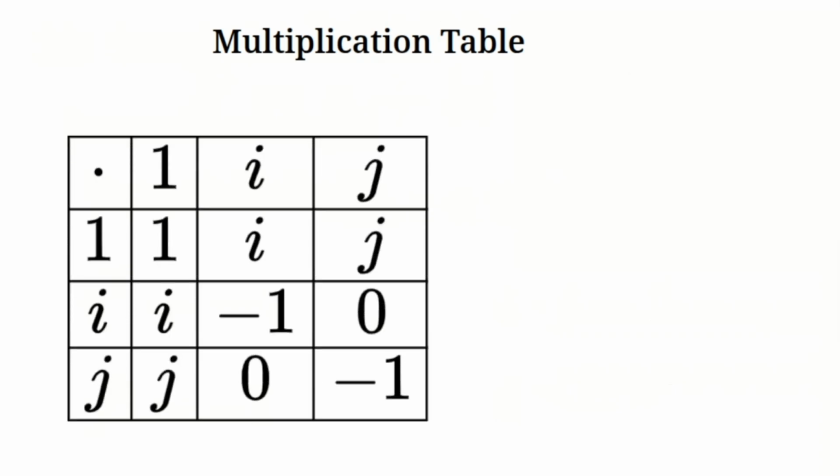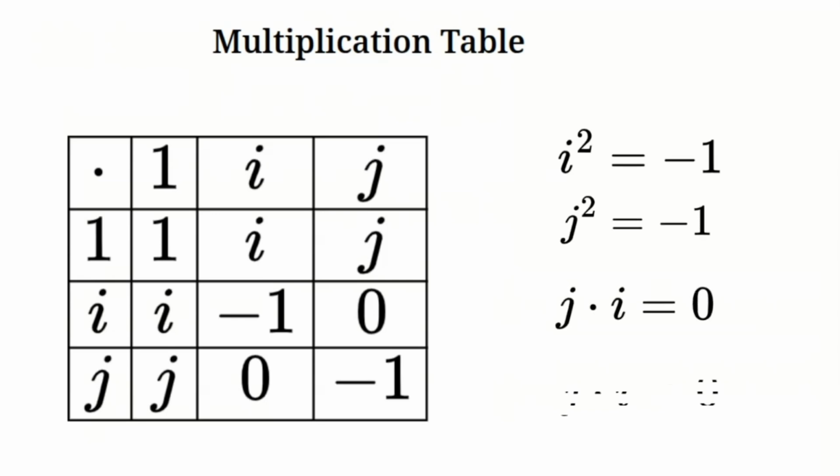1 times anything just gives that thing back. i times i is -1, j times j is -1, i times j and j times i are both 0. This unique behavior makes 3D dual numbers powerful, but also a bit dangerous, so let's be careful.